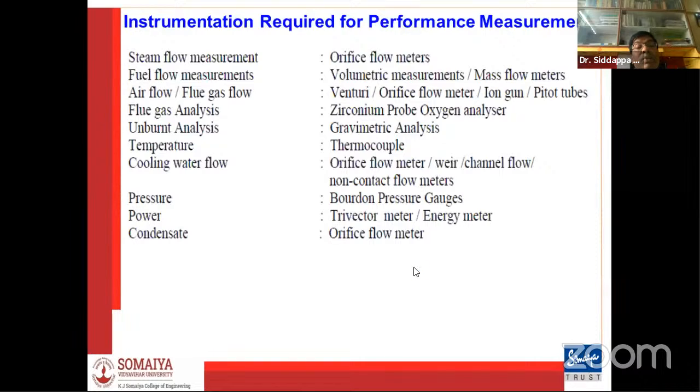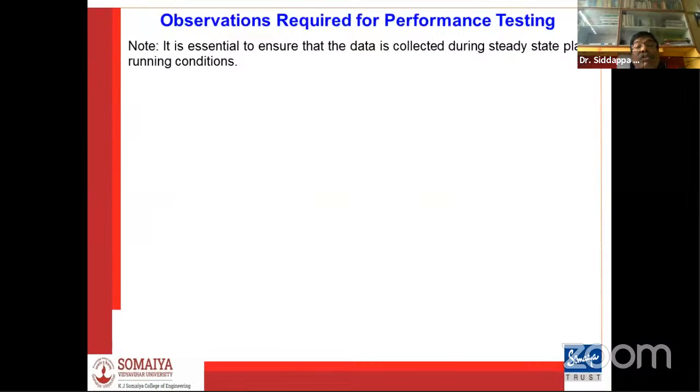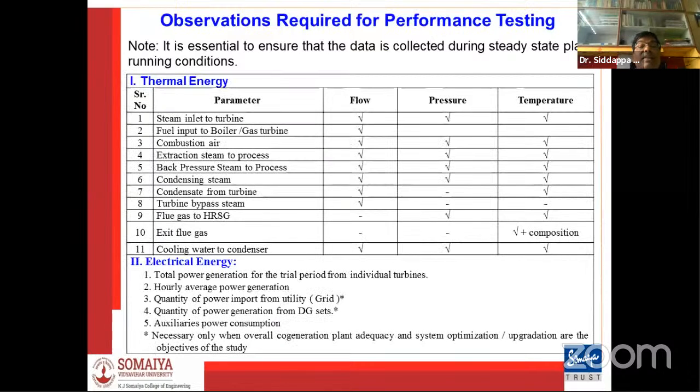Cooling water flow can be measured by different flow meters. We have orifices, weirs, channel flows. For pressure, we generally use a Bourdon tube pressure gauge or any device where you can measure the flow through different two points or single point pressures. Power can be measured by energy meters, and condensate can also be measured by any flow measuring devices. And these are some of the observations you need to note down while you are testing.